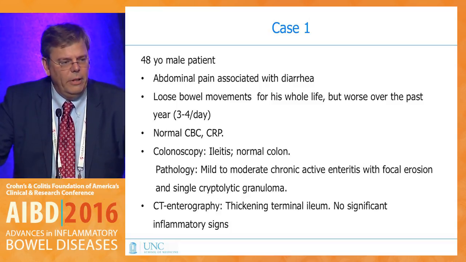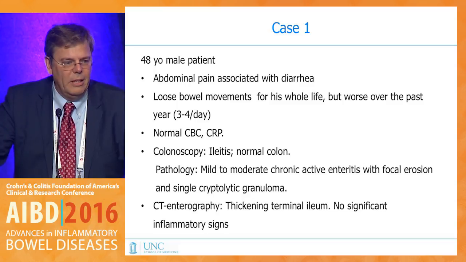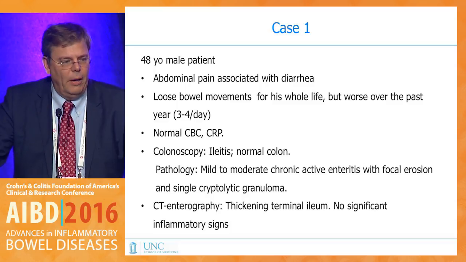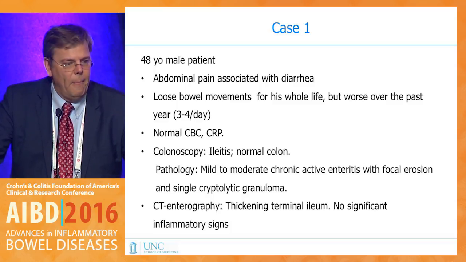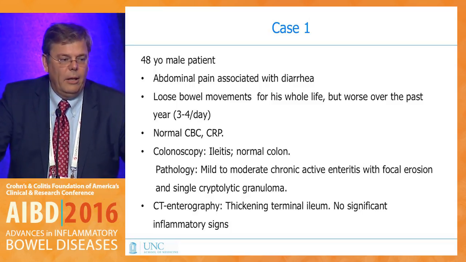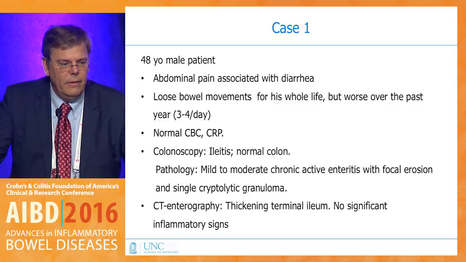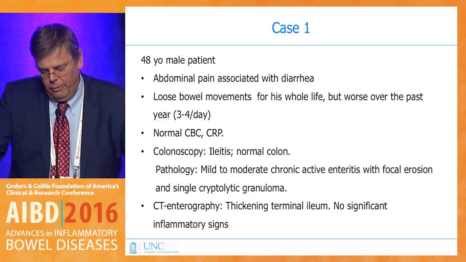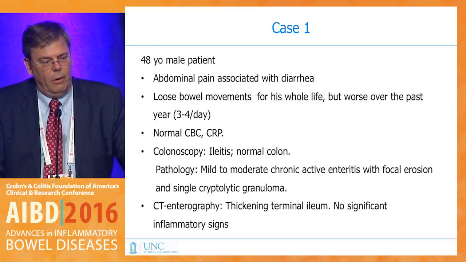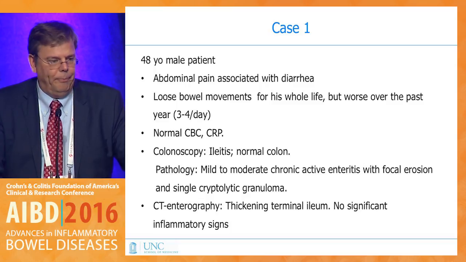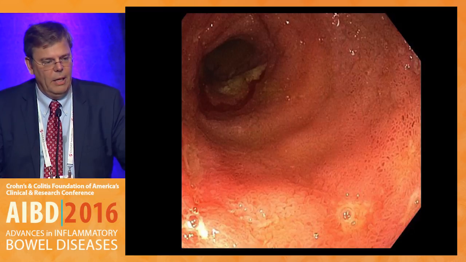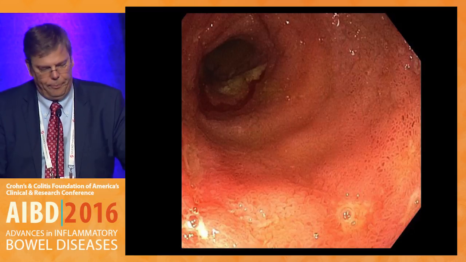This is the first case, a 40-year-old male patient with abdominal pain-associated diarrhea, which he had for his whole life. So he's 48 now. But it was worse over the past years, and is 3 to 4 times a day. He has a normal CBC and CRP. He didn't lose any weight. He underwent colonoscopy, which showed ileitis, and he had a normal colon. The pathology confirmed Crohn's disease with focal erosion and a granuloma, and the CT enterography showed as well a thickened terminal ileum. Here you see the colonoscopy. There was some erythema, some edema, and these focal ulcerations.